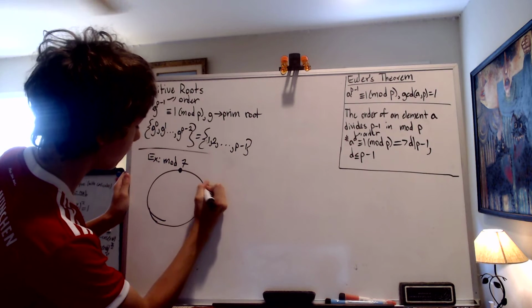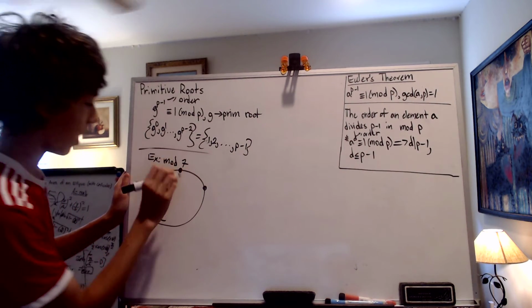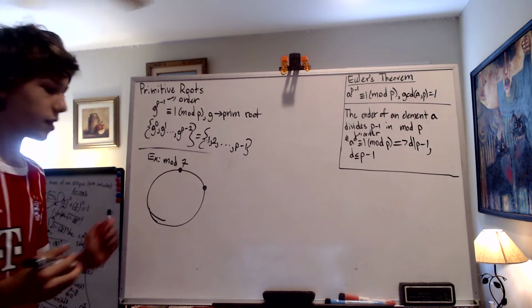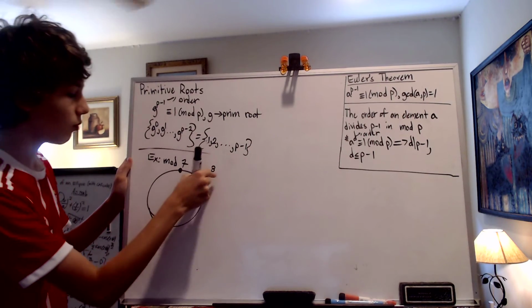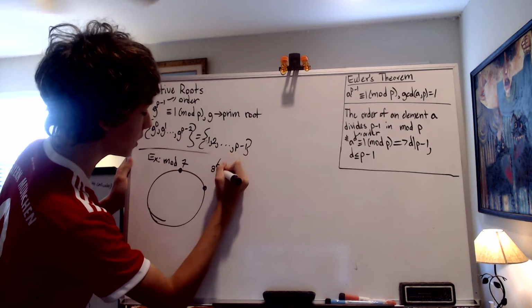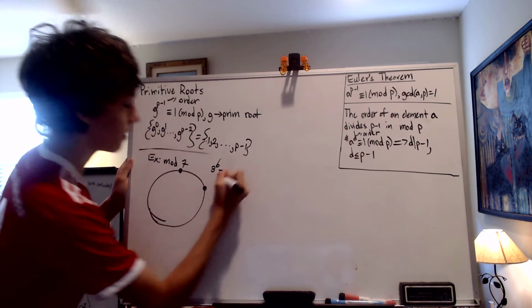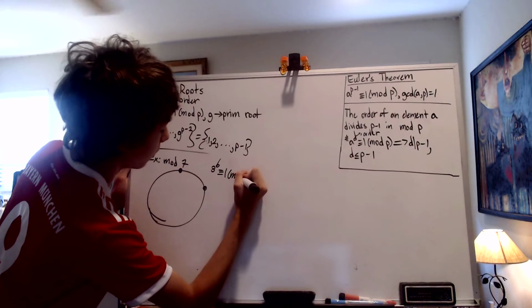So we're going to have, and I'll tell you that a primitive root mod 7 is 3, because if we consider 3 to the p minus 1, which is just going to be 3 to the 6, you can check that this is congruent to 1 mod 7.